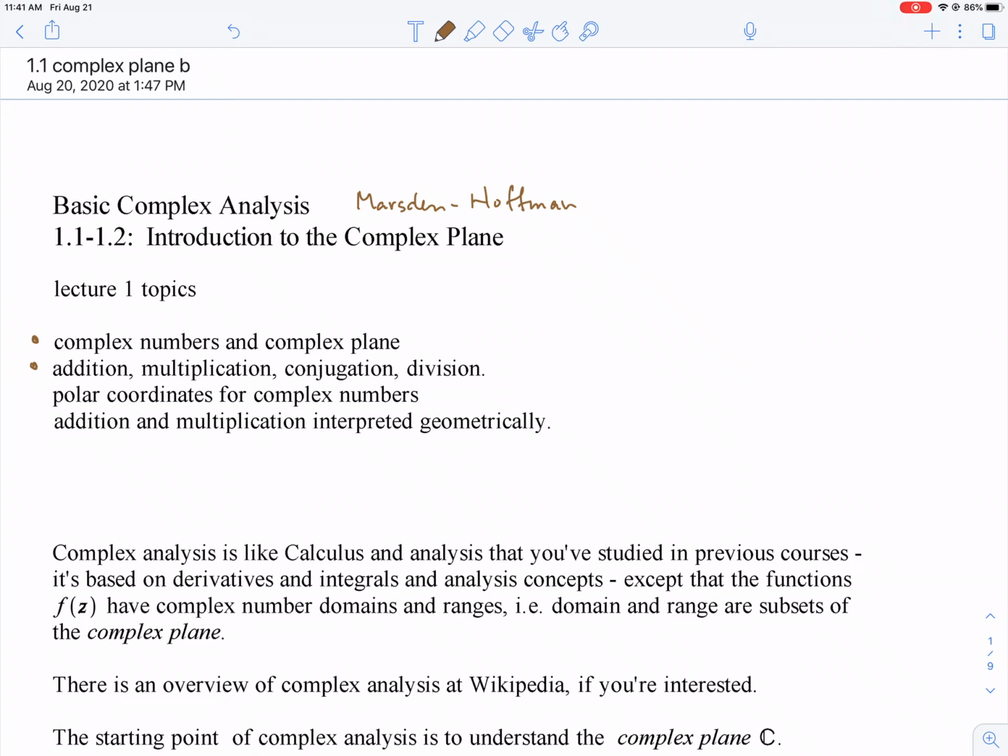Addition of complex numbers looks just like vector addition in R2 when you identify the complex plane with R2. Multiplication is more mysterious, but using polar coordinates, we will understand what multiplication means geometrically.